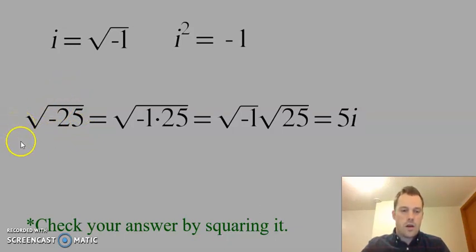So in the next videos we're going to talk a little bit more about the complex number when it includes this imaginary unit i.